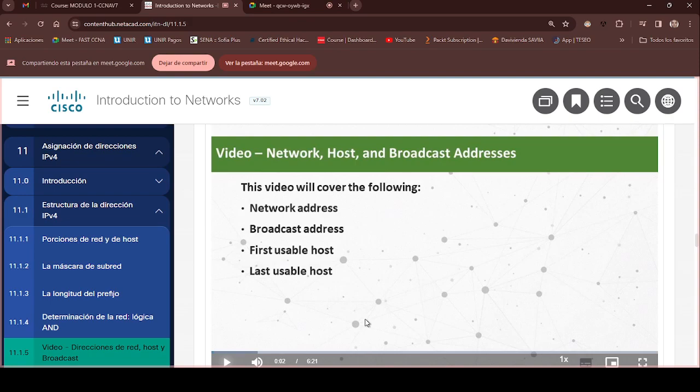Vamos a iniciar nuestra clase del día de hoy, y vamos a iniciar desde el capítulo 11, asignación de direcciones IP versión 4. De las direcciones IP versión 4, ya nosotros hemos visto aproximaciones a casi todo el temario. Sin embargo, vamos a ir repasando los videos que tiene la sección para reforzar detalles que de pronto hayan quedado un poco flojos en todo lo que hemos visto.